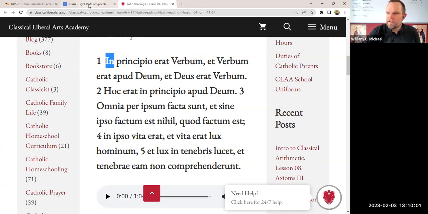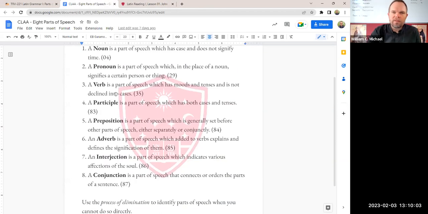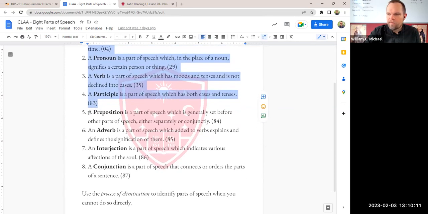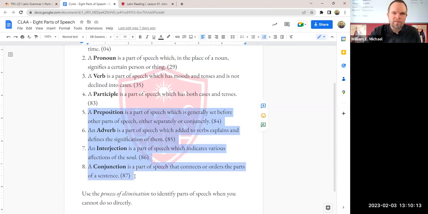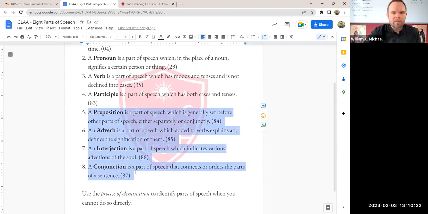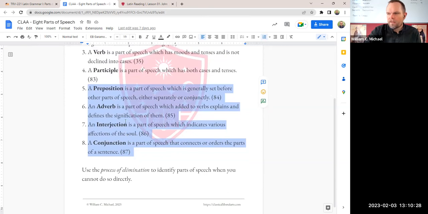Now, the reason why that's important is because we said that the first four parts of speech have different forms. The second four parts of speech don't have different forms. So when we know that a certain word doesn't have different forms, then we know it can only be one of these last four parts of speech. So it makes it easy for us to narrow our options. Okay, so let's go through them.